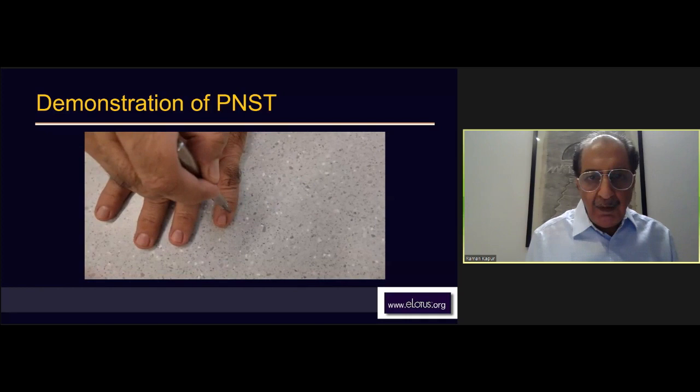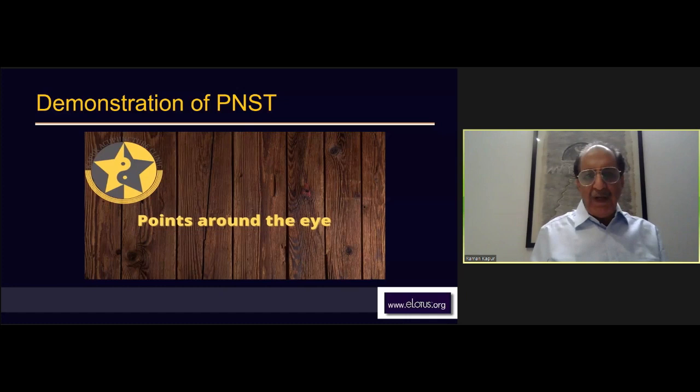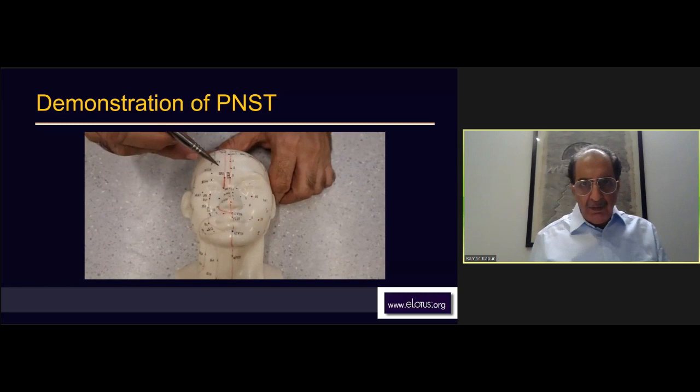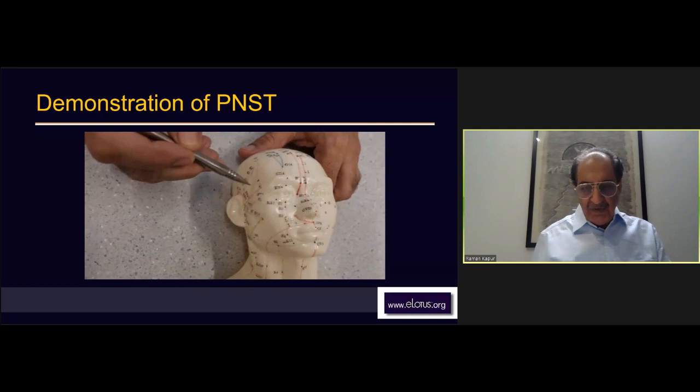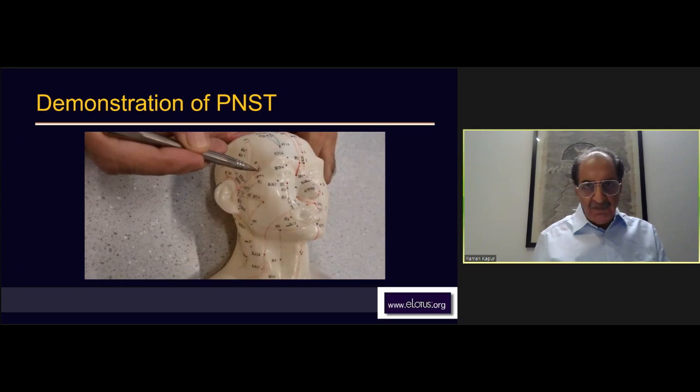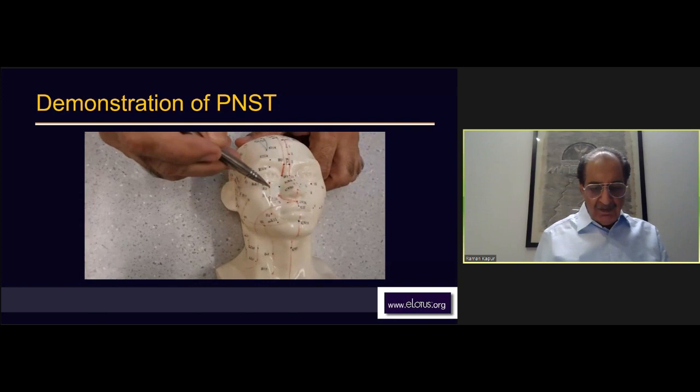Then points around the eye. UB1, UB2, UIO extra point, gallbladder 14, triple warmer 23, GB1, stomach 2, stomach 2.5, stomach 3. Now on the other side.